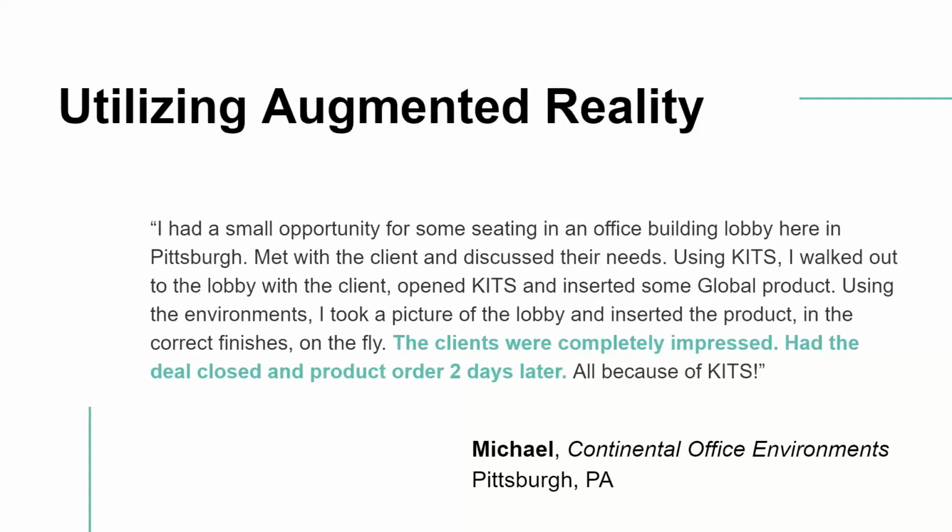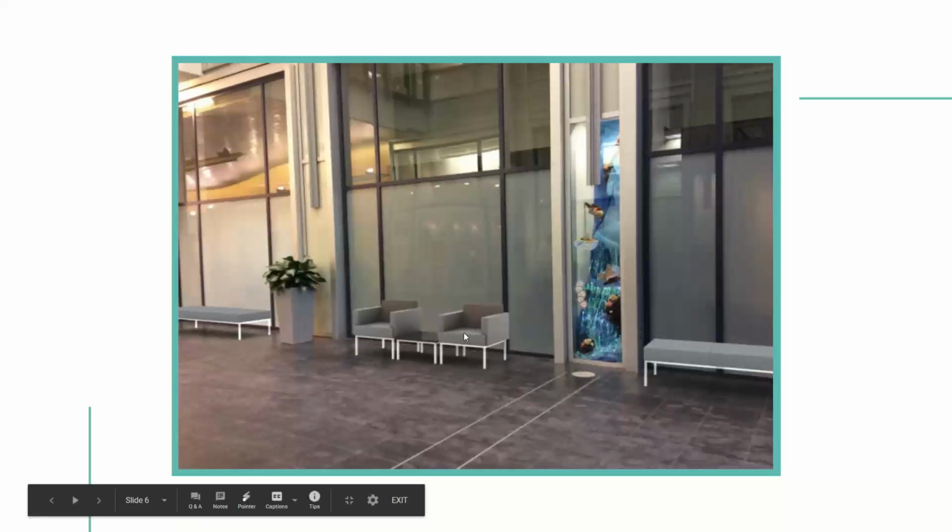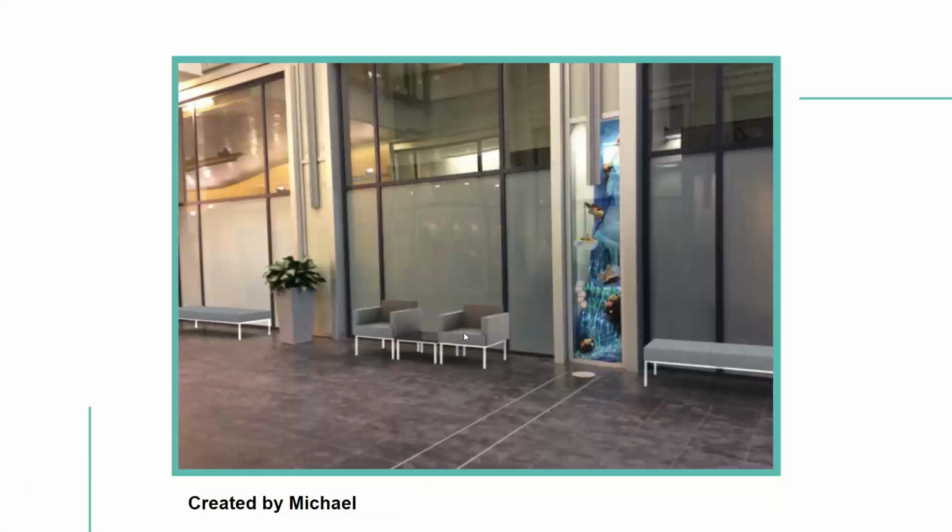So let me show you. He actually sent us the rendering, and as you can see, this is done with the iPad. This is a quick rendering. It took only 20 seconds to create. He took the photo of the lobby and then inserted, as you can see right here, the global furniture. Augmented reality is really a great tool, and the way it works on Kids Collaborator is really good.